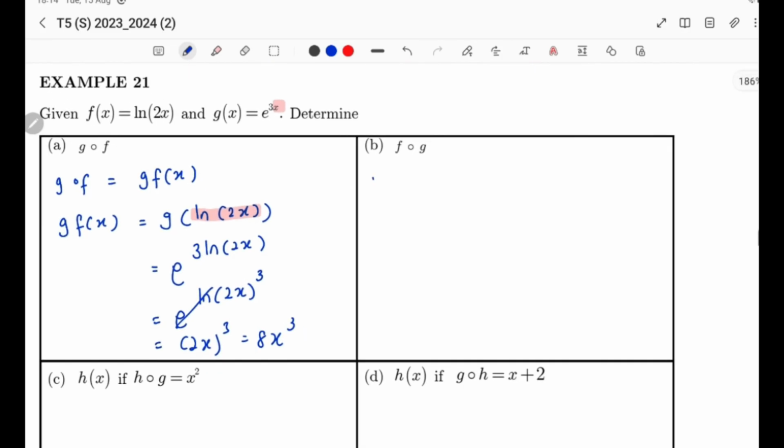B, f of g, which is f of g(x). Substitute g, e to the power of 3x, and then e to the 3x, substitute into the f: ln 2e to the 3x.